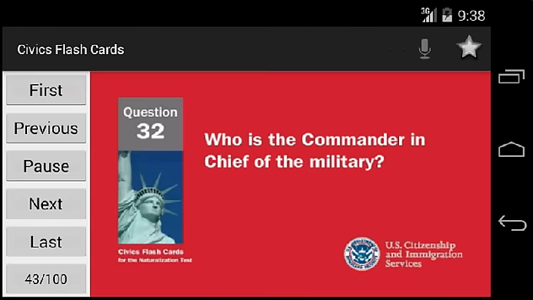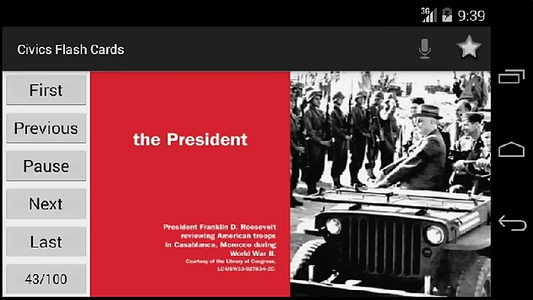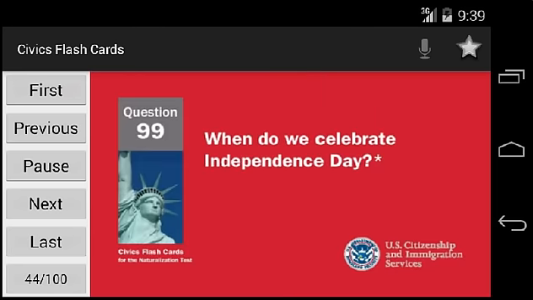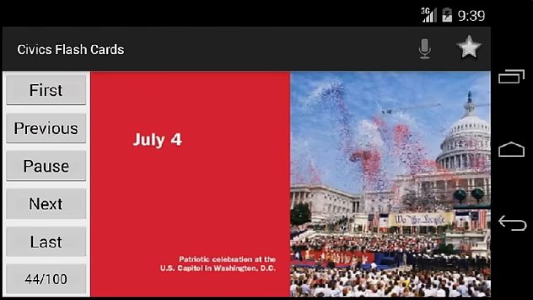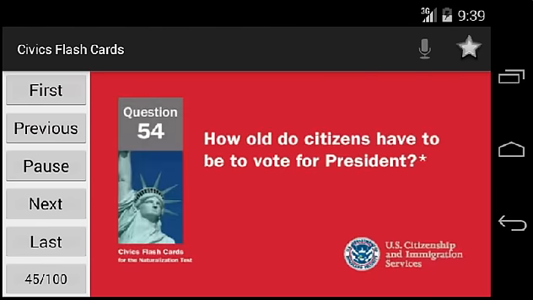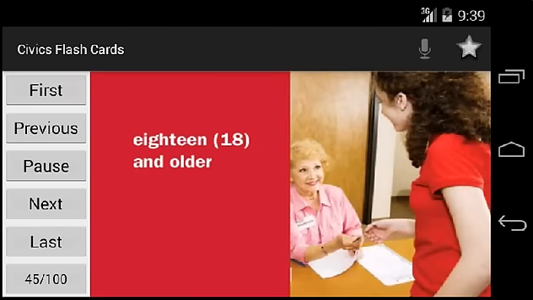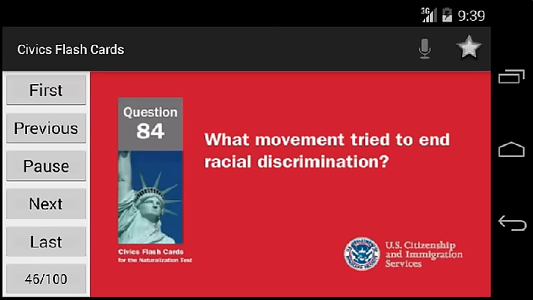Who is the commander-in-chief of the military? The president. When do we celebrate Independence Day? July 4th. How old do citizens have to be to vote for president? 18 and older. What movement tried to end racial discrimination?